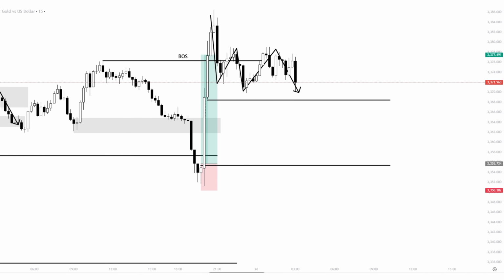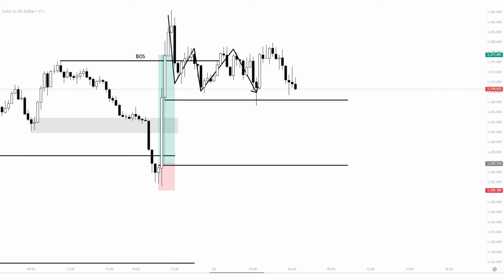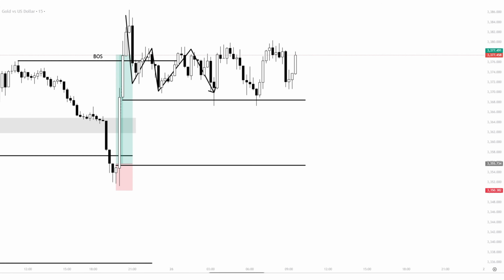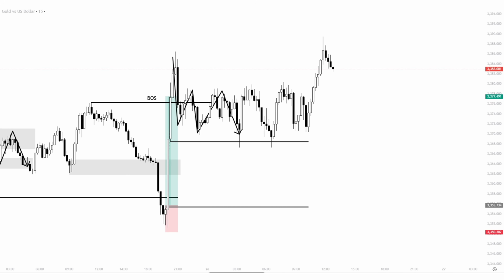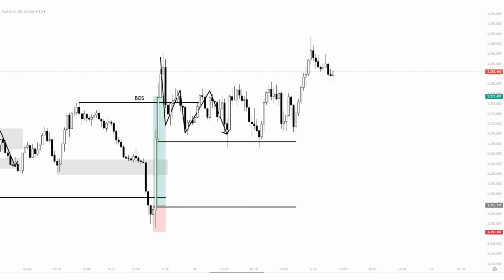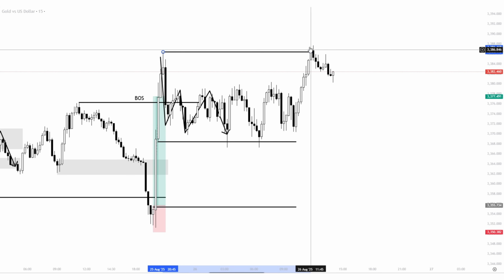And let's see if that happens. Look, the imbalance got filled. Now we got an instant reaction to the upside, just like before. And exactly like I mentioned before, the market moves into a higher high after filling the imbalance.